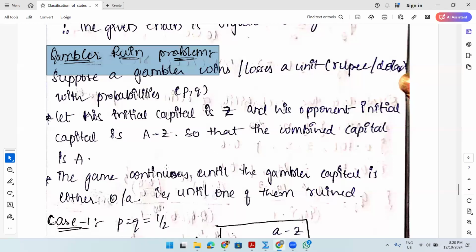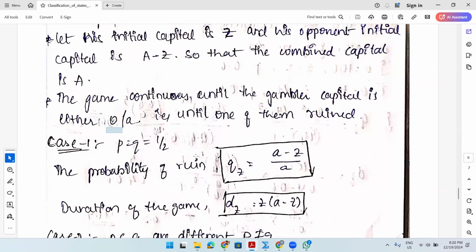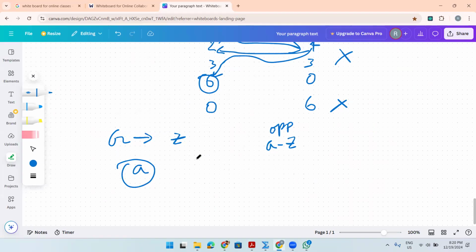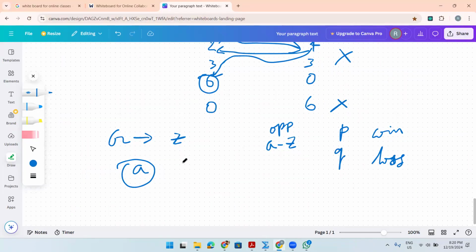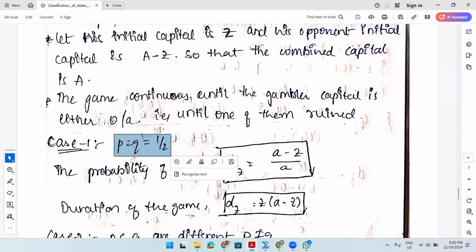In this case, there are two cases. The first case is when p and q are the same, that is 1/2. What is p? Small p is the probability of a win. q is the probability of a loss in a single game. In a single game, the probability of the gambler winning is p, and the probability of the gambler losing is q. Then both are equal, which means equal chances of win or loss.